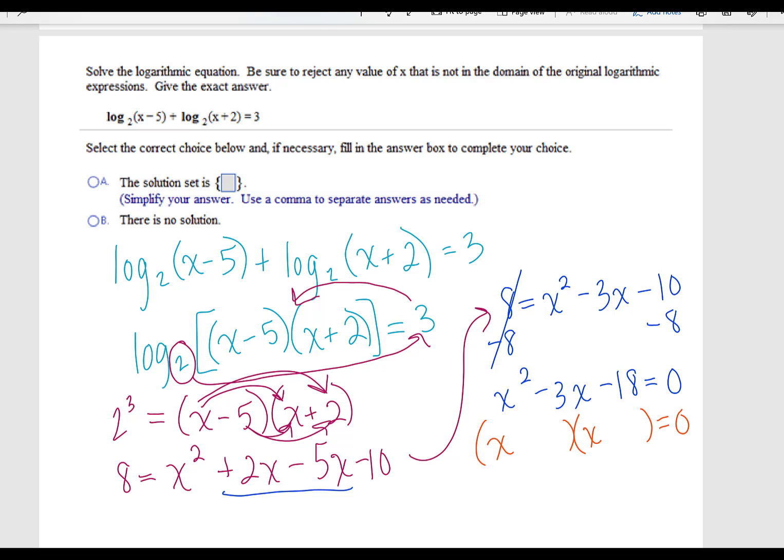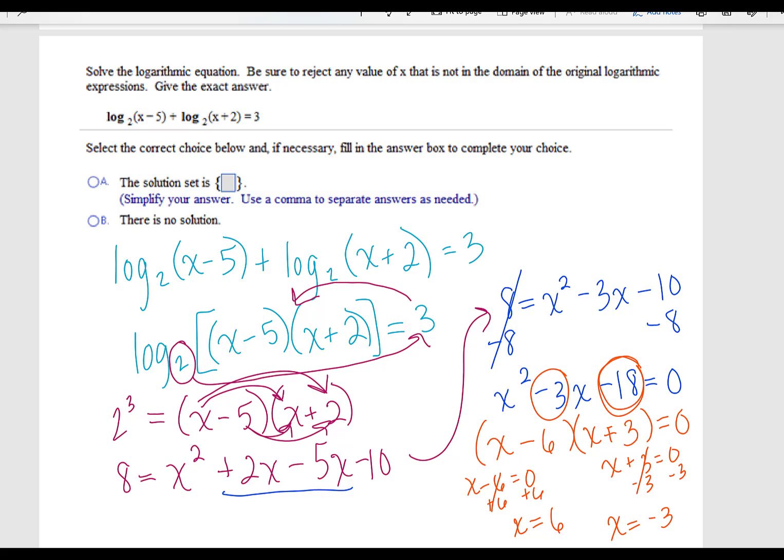I'm looking for 2 values that will multiply together to get negative 18, but add together to get negative 3. Okay, so negative 6 times positive 3 would give me negative 18. Add it together, it would give me negative 3. I'm going to set each one to 0. Solve for x. So I get x equals 6 and x equals negative 3.